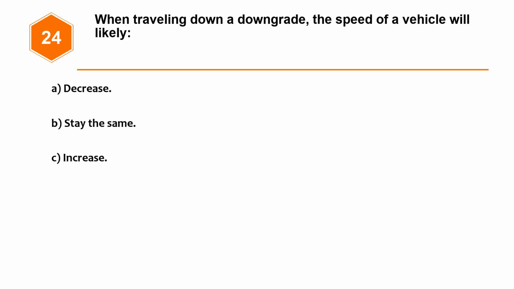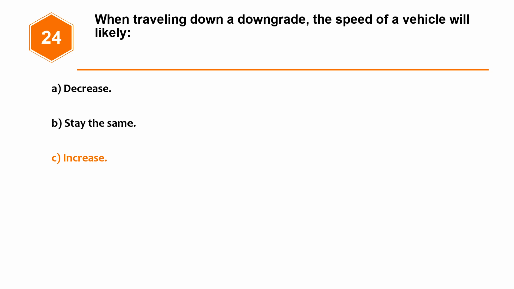Question 24. When traveling down a downgrade, the speed of a vehicle will likely: Option A, decrease. Option B, stay the same. Option C, increase.